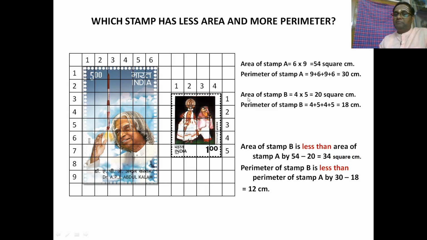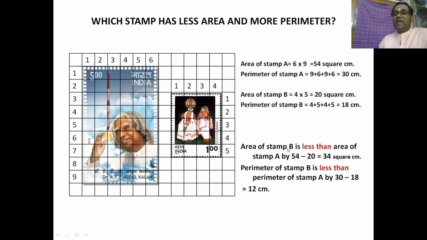Now coming to stamp B, the area of stamp B is 4 boxes in one row and 5 rows. So 4 5s are 20. 20 square centimeter is the area of stamp B, and the perimeter of stamp B will be 4 plus 5 plus 4 plus 5. That makes 18 centimeter. Double of 9, that is 18 centimeter.